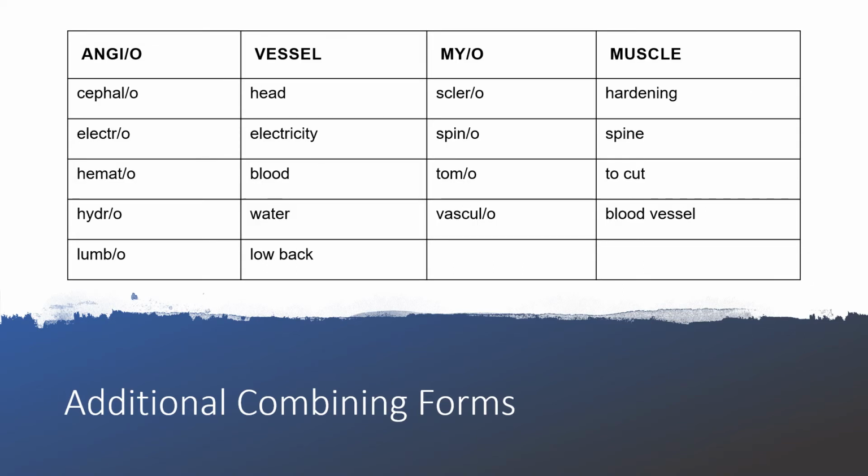Angio is a vessel; cephalo, head; electro, electricity; hemato, blood; hydro, water; lumbo, low back; myo, muscle; sclero, hardening; spino, spine; tomo means to cut; and vasculo refers to blood vessel.